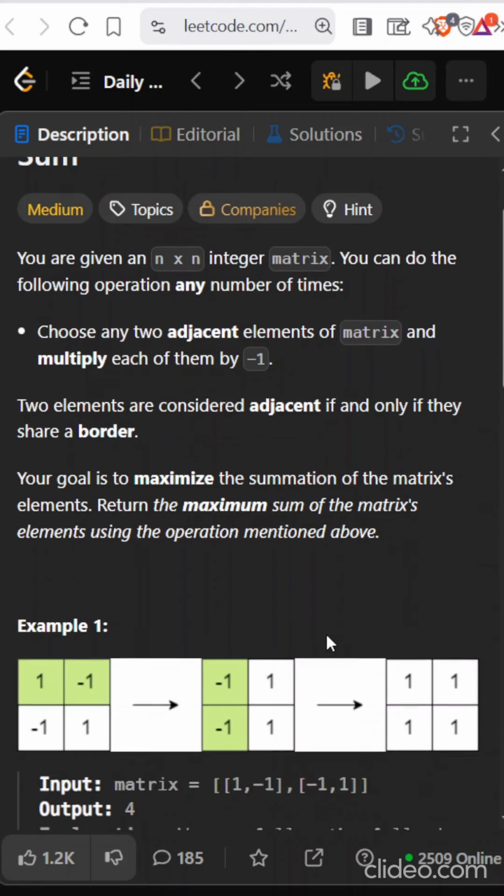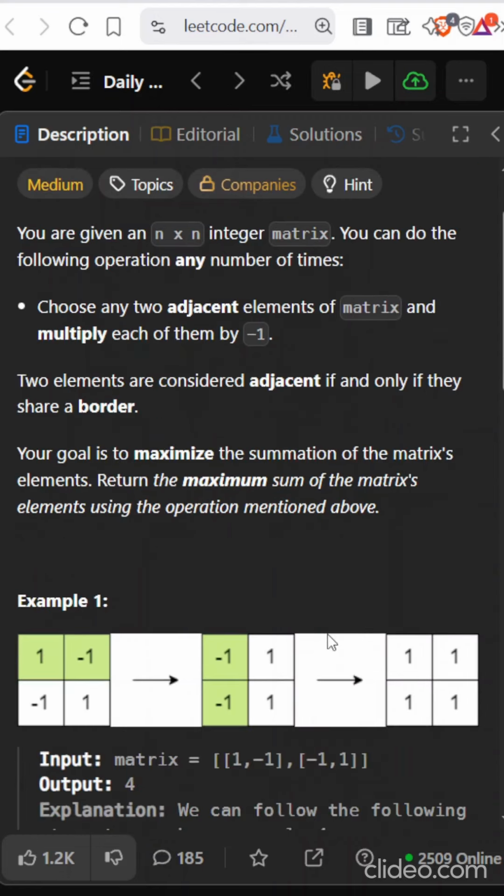So the thing that comes to my mind is, if I have one negative and one positive element that are adjacent, and I multiply both of them by -1, then the negative one will become positive and the positive one will become negative. If both are negative, both of them will become positive. So my goal is that I should try to make every element in my matrix positive. And if by any chance I am not able to make it, I'll try to have the negative sign on the minimum value, right?